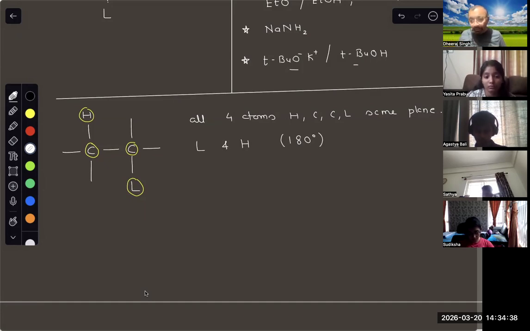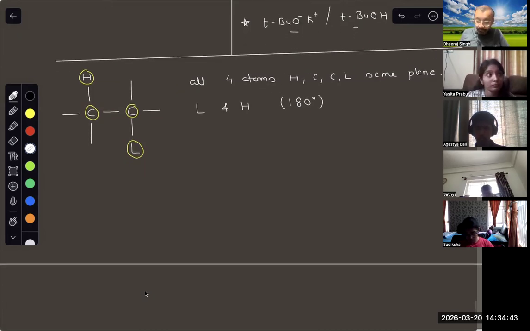Fine. How will you know it is 180 degrees away from each other? Have you seen this kind of projection? This is the same compound. I can write it like this.